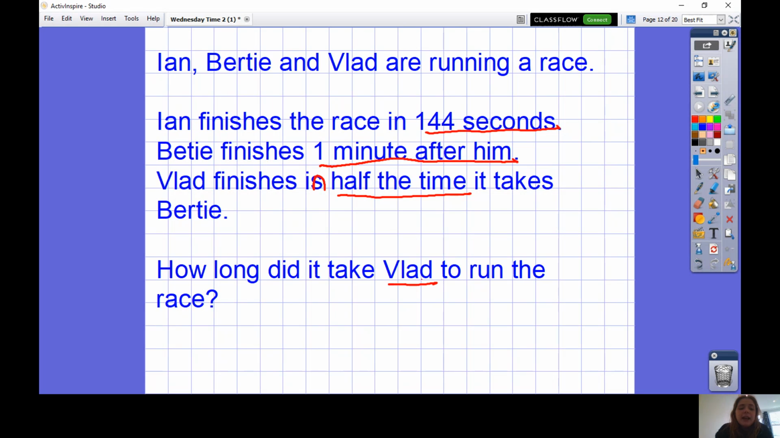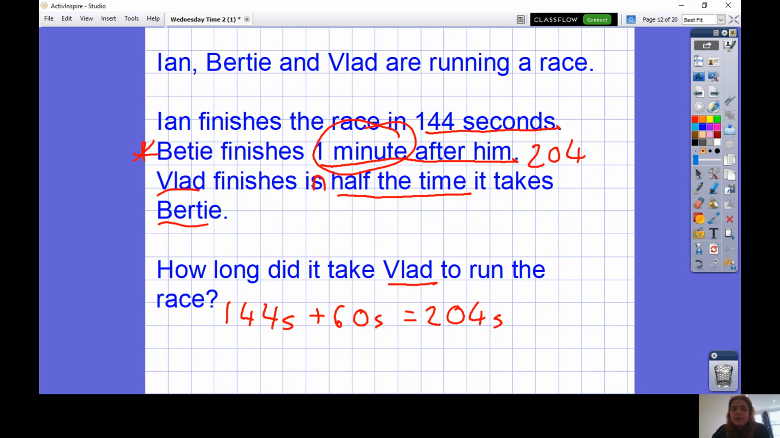Okay, Vlad finishes in half the time it takes Bertie. Well, that doesn't help me. How long did it take Bertie? Bertie finished the race 1 minute after him. So I don't even know how long it took Bertie. First, I've got to start with Ian. Ian finished the race in 144 seconds. Bertie finishes 1 minute after him. I can't really add a minute to this. I'm going to have to convert. 1 minute is 60 seconds. Now I can add them up. That would be 204 seconds. Okay, so Bertie finished in 204 seconds.